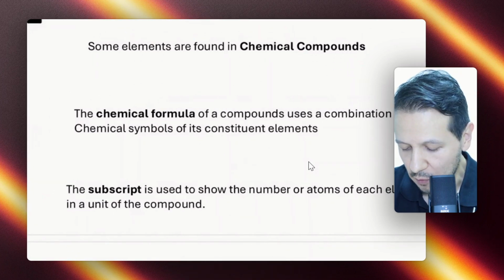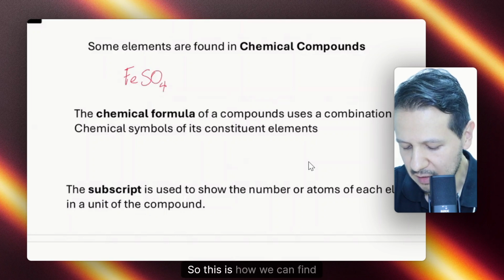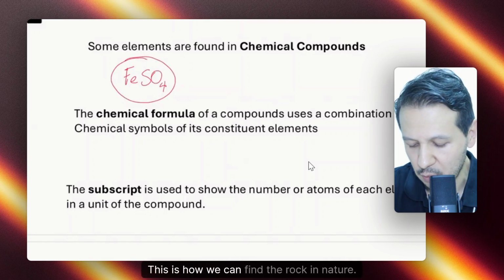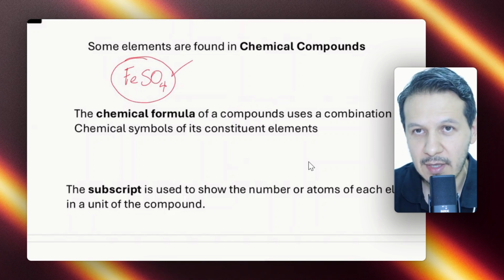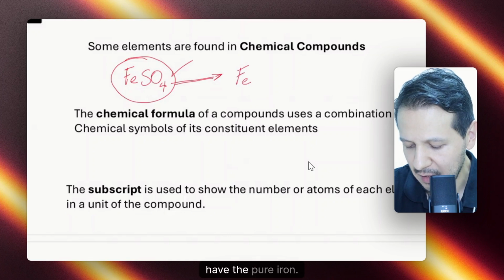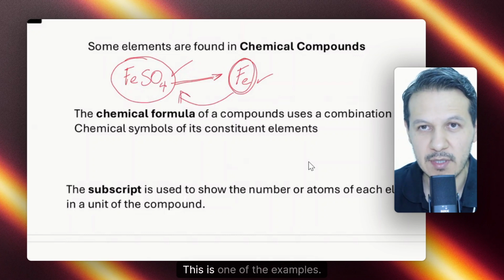For example, iron. Here we have iron SO4. So this is how we can find the mineral. This is how we can find the rock in nature. After a chemical and physical process, then we can have the pure iron, okay? But this iron was found in a chemical compound. This is one of the examples.